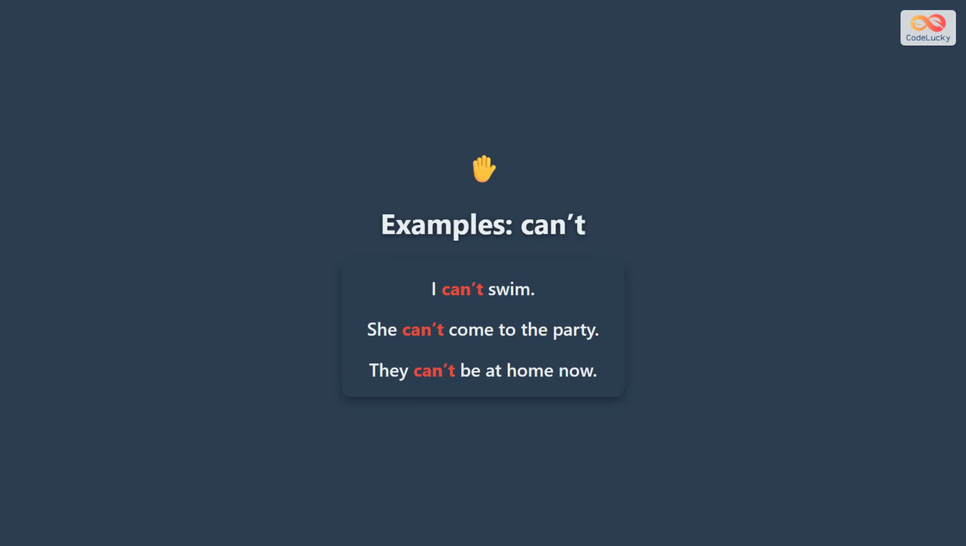I cannot swim means I do not have the ability to swim. She cannot come to the party means it is impossible for her to attend. They cannot be at home now means it is impossible they are home right now.